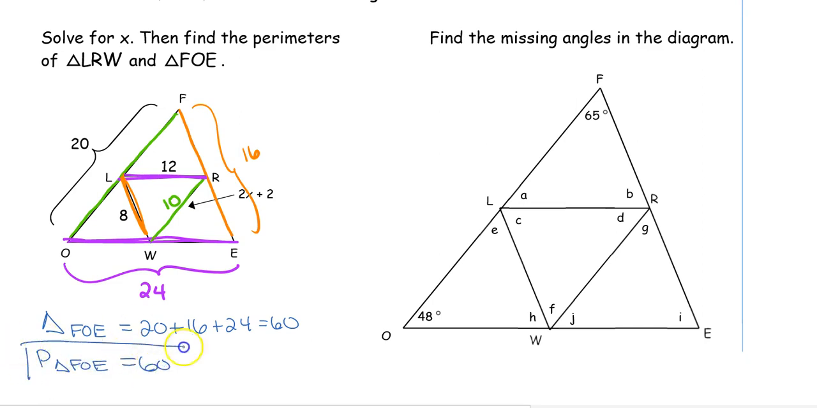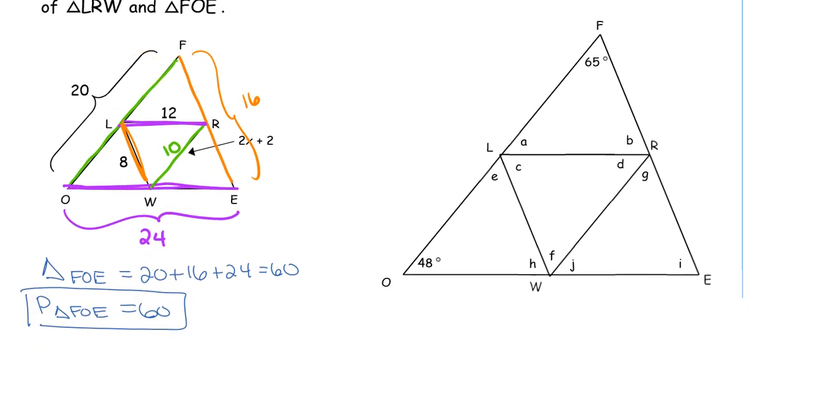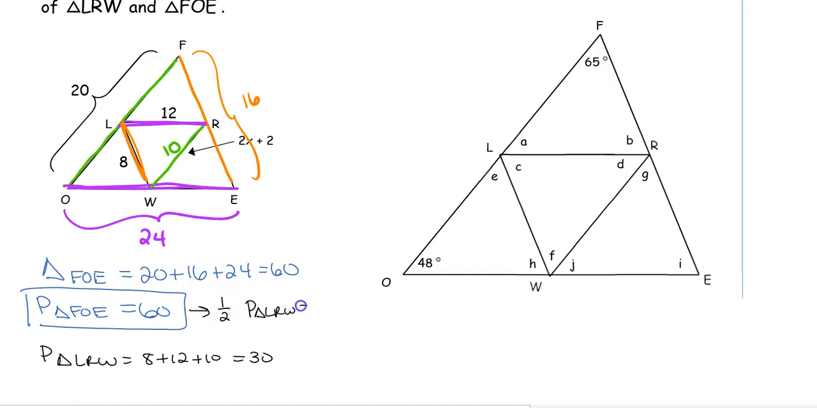There are two different ways in which you can find the smaller perimeter. One, we have all the numbers, so we could, if we wanted to, say that the perimeter of the small triangle LRW is 8 plus 12 plus 10, which is 30. Or remember, because the larger side is always going to be double the smaller triangle, if I have my larger triangle's perimeter, I could just take half of that, and I don't have to do any additional adding, and I could go ahead and find that the smaller triangle's perimeter is going to be 30.